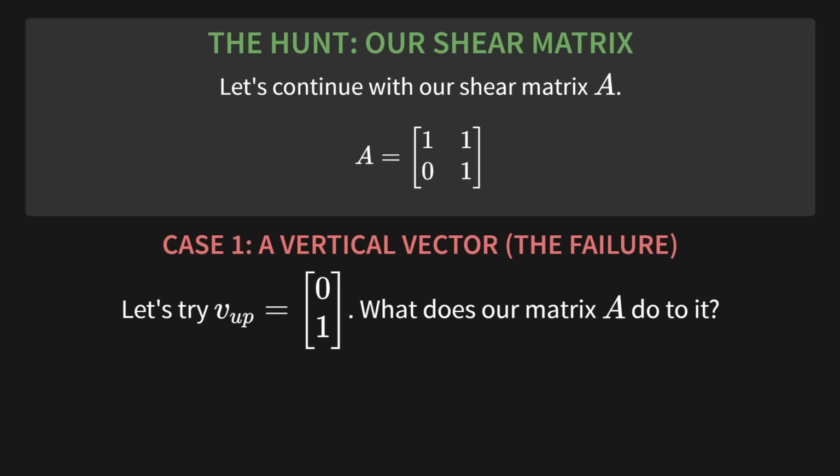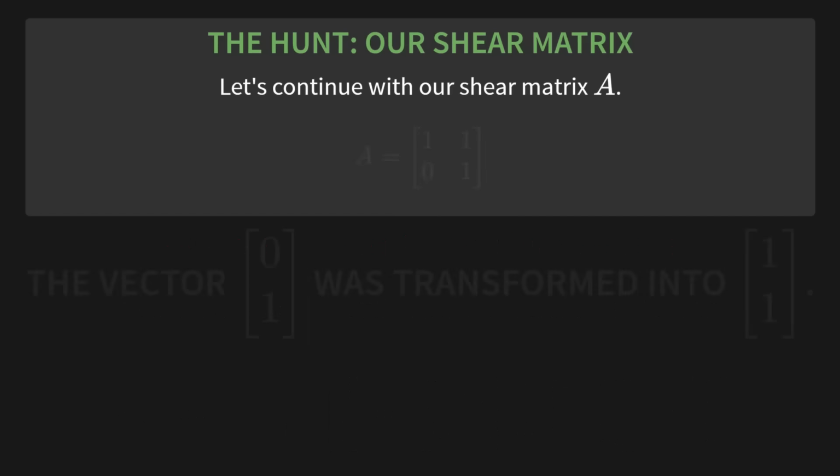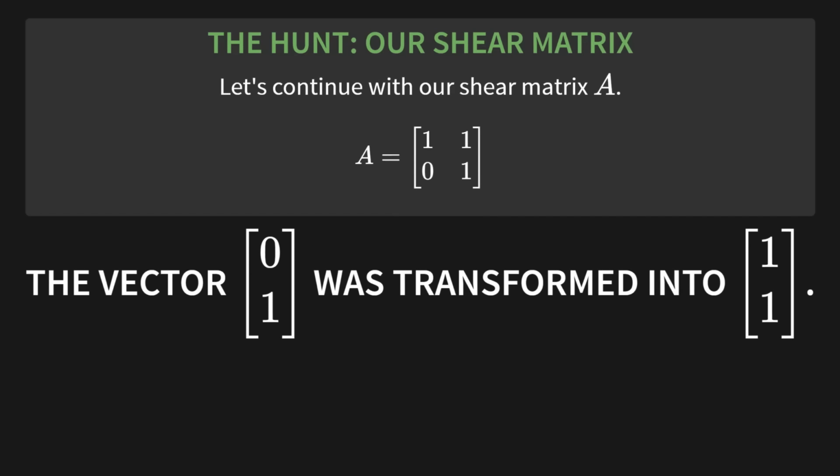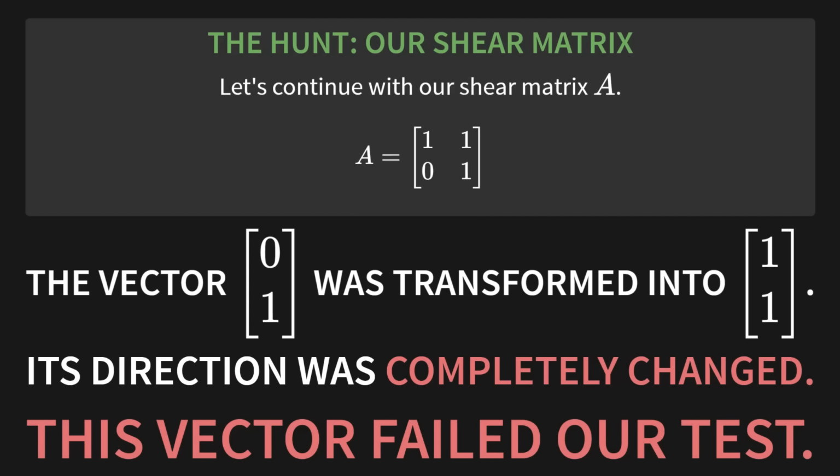Well, we multiply our matrix A, [[1, 1], [0, 1]], by our vector [0, 1]. So the top element is 1 times 0 plus 1 times 1, and the bottom is 0 times 0 plus 1 times 1, which gives us the vector [1, 1]. The vector [0, 1] was transformed into [1, 1]. Its direction was completely changed. This vector failed our test. Okay, that didn't work. But what about case 2?